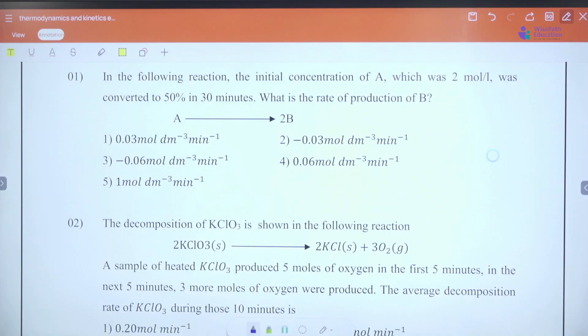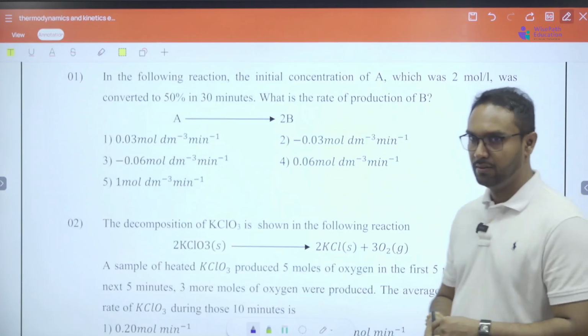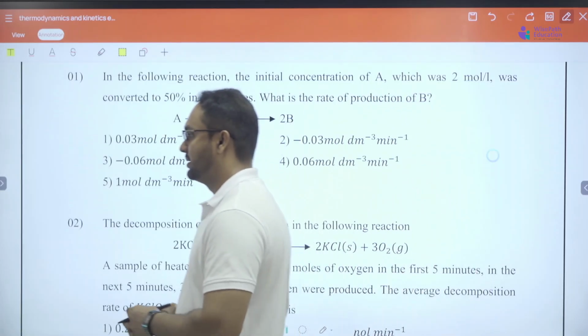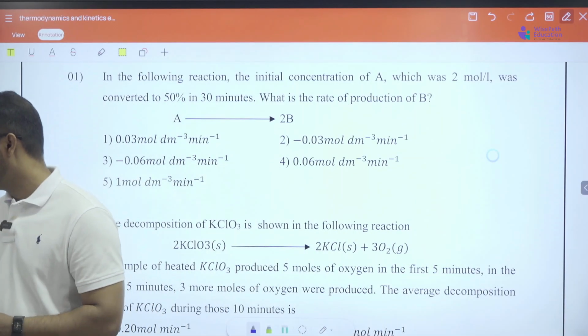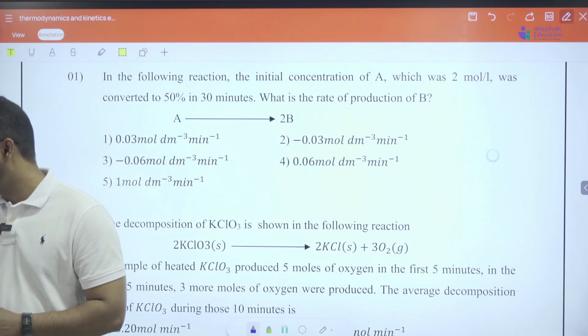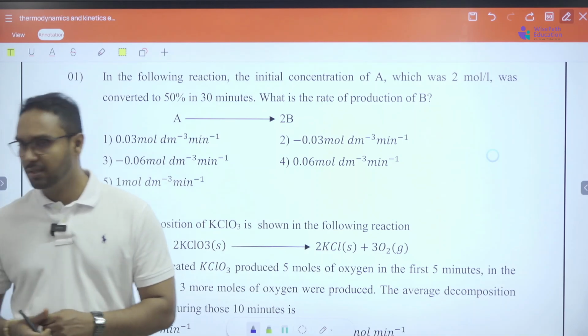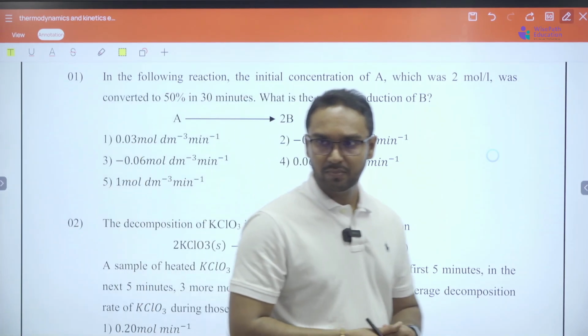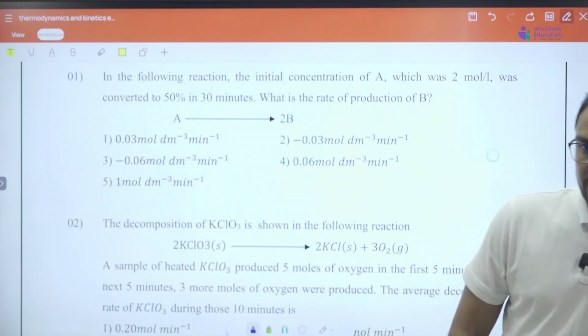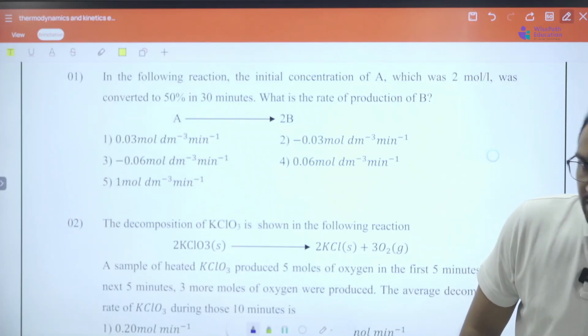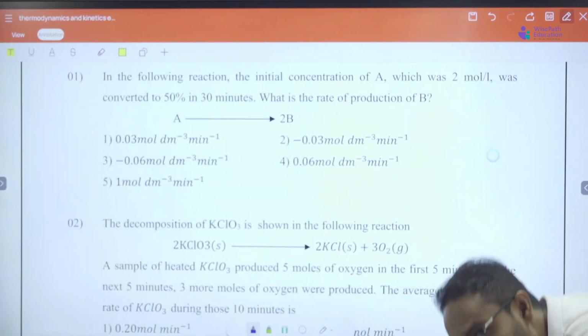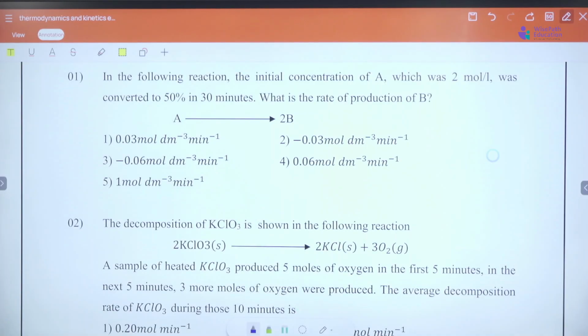If it says rate of consumption, then the plus answer is the correct one, because the rate doesn't have minus values. Take the plus one, no issues. Because rate of reaction doesn't have any minus values. It's always plus. Rate of reaction is a plus value. It doesn't have to be minus.